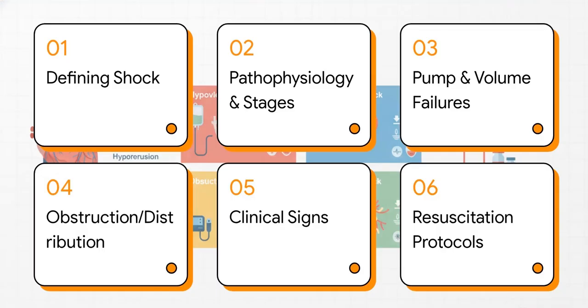Here is our roadmap for today. We'll start by defining circulatory shock, then trace the pathophysiology and shock stages. Next, we'll dive right into pump and volume failures, followed by obstruction and distribution failures. After that, we'll cover recognizing the clinical signs and wrap it all up with resuscitation and management protocols.